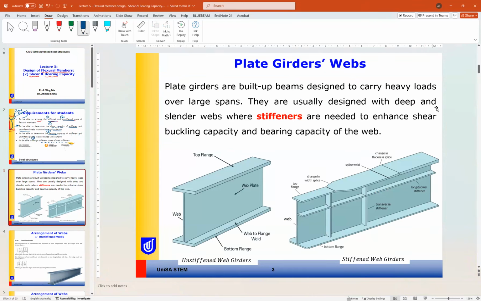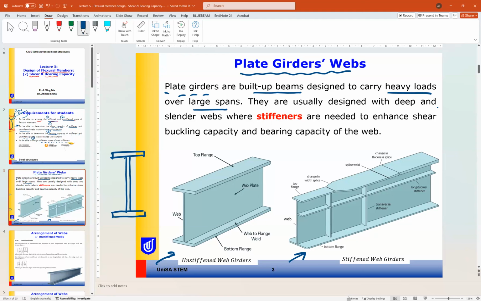Before we start, let's have a look at the girder webs. The plate girder is a built-up beam or girder designed to carry heavy loads over large spans. A plate girder is like plates welded together to form an I-beam or steel beam like that, because the load applied to this beam is heavy and we need to cover large spans.